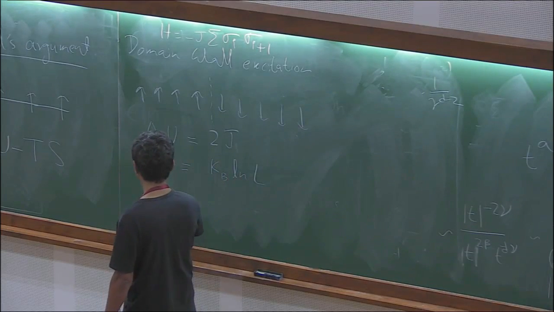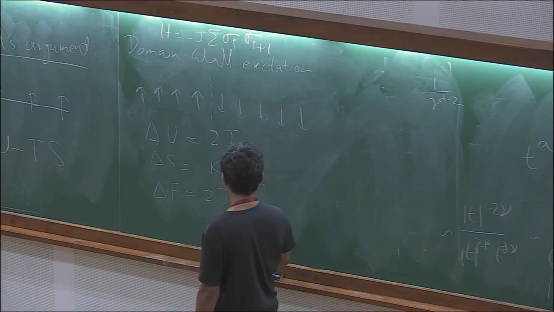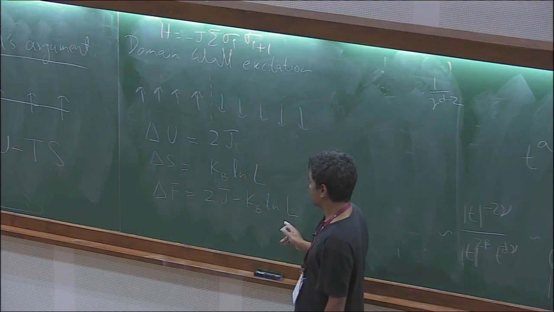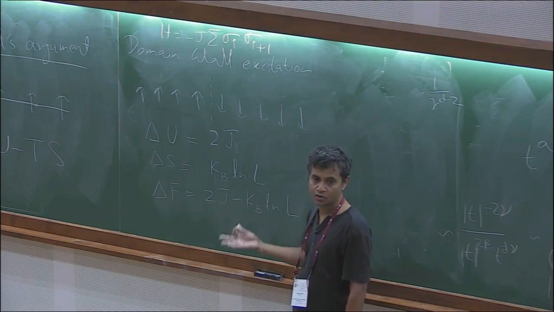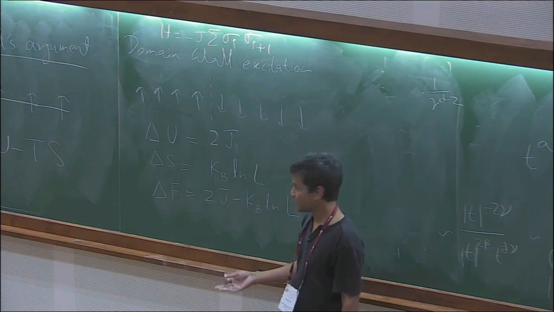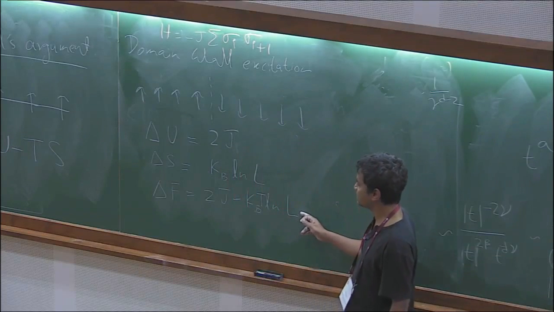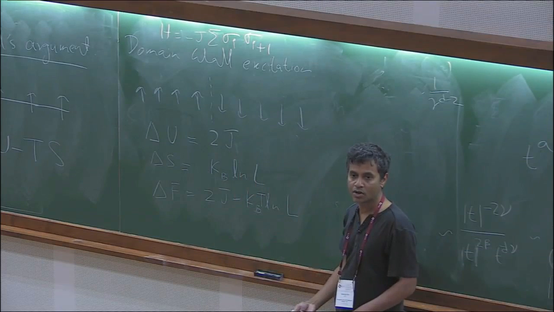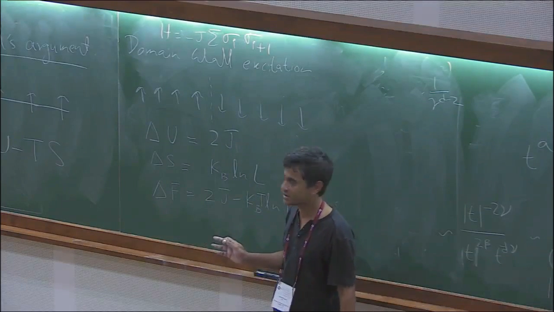so therefore change in free energy is equal to 2J minus KB log L, right? So if L is large, I mean we are always interested in large L, the free energy always goes down, right? So irrespective of temperature, if L is large, then the free energy will always go down. So this kind of excitations will easily occur and destroy the order in the system.